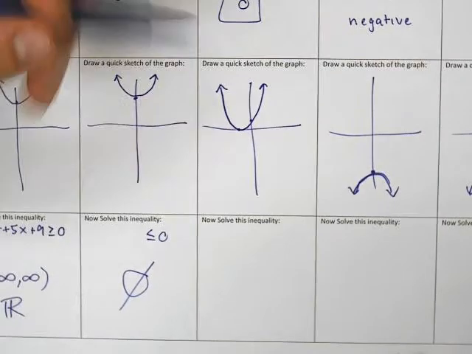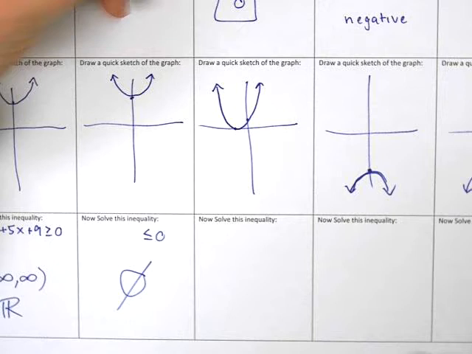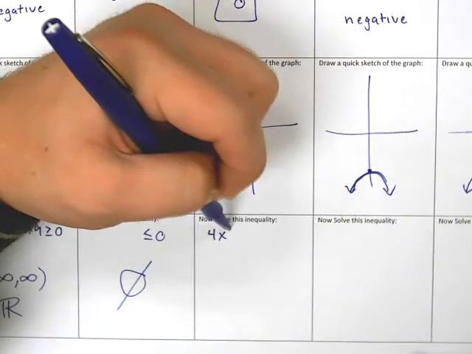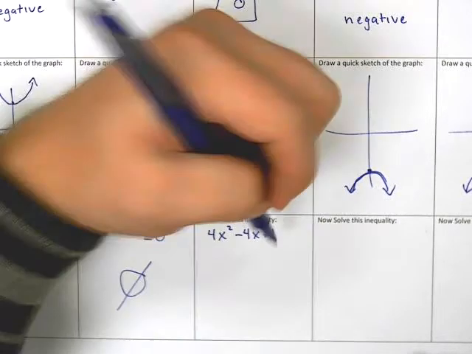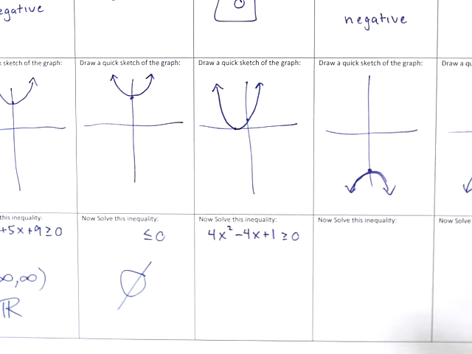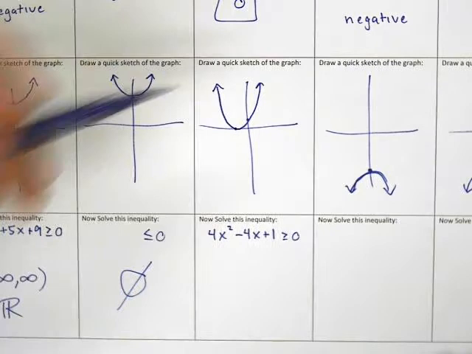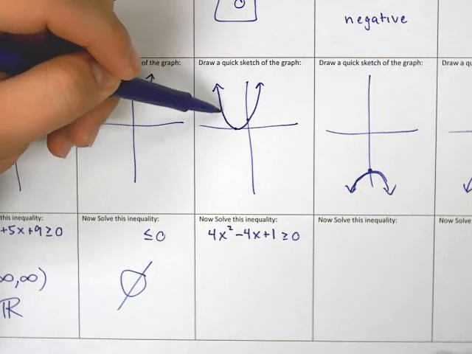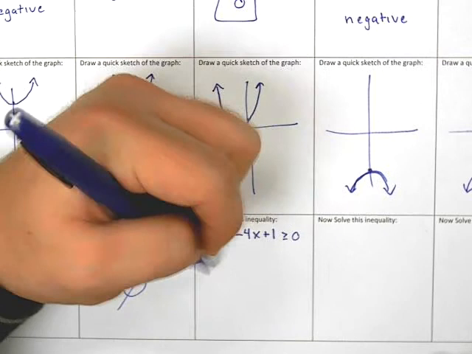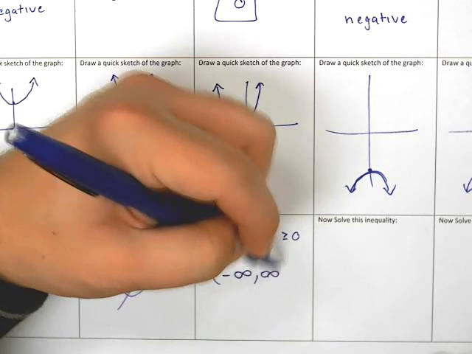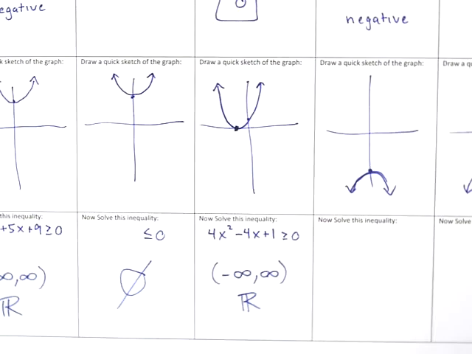Now, this middle one, what if I take this equation or expression 4x squared minus 4x plus 1 and I turn it into an inequality saying greater than or equal to 0? Well, it's greater than or equal to 0 here, here, here. It's equal to 0 right there, and then it goes back up. So once again, this is everywhere, or all real numbers.